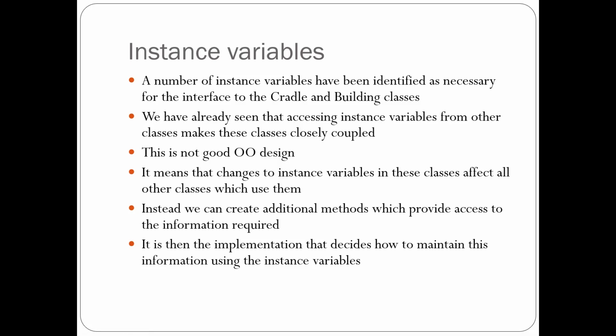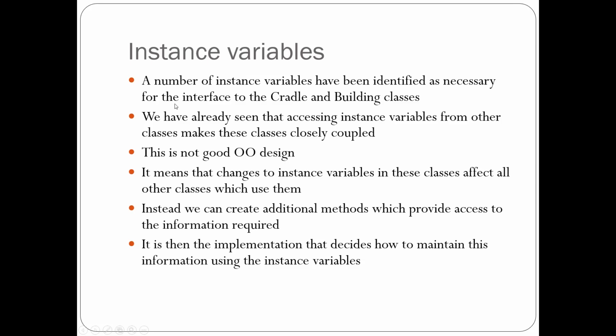So we've got a number of instance variables that are in the interface, for example in Cradle and Building and things like that, and we've already established that we shouldn't be letting other methods access those variables from inside other classes, because you create close coupling. You create a sort of a permanent relationship between those two methods, and it's not classed as good object-oriented design. So we have to have a very controlled way that we allow variables to be changed by other classes in other methods.